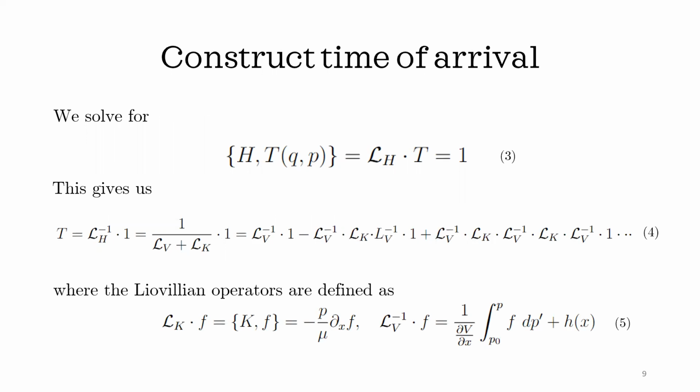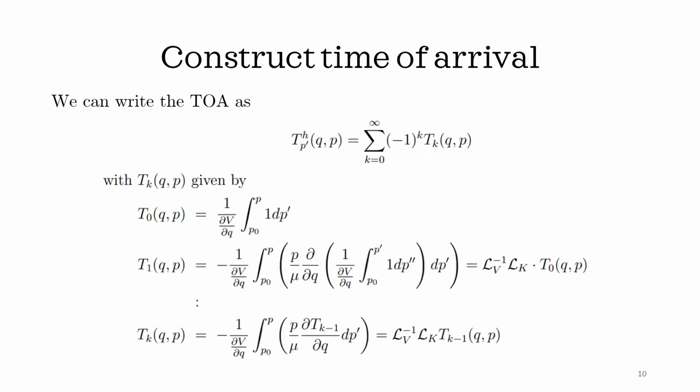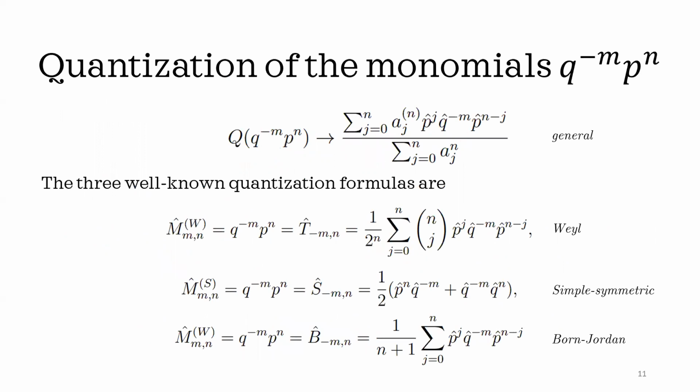We introduce the Hamiltonian and Lagrangian and invert this equation to solve for t. In doing so, we have the following prescription to calculate the momentum time of arrival, so that lastly, we can quantize it using the Weyl, simple symmetric, and Born-Jordan quantization. Once we have the time of arrival operators, we can then investigate the dynamics of their eigenfunctions.